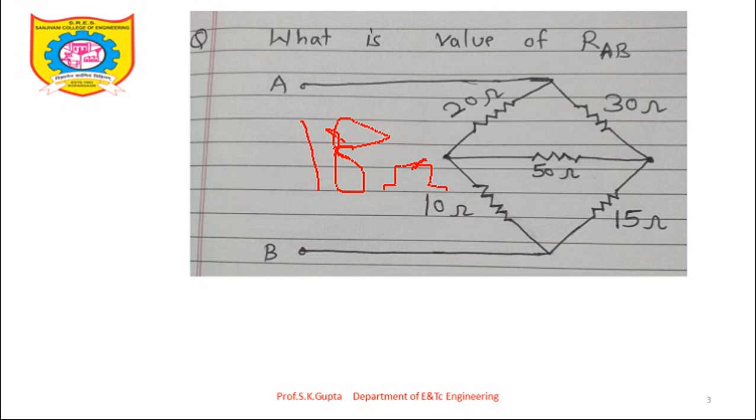Okay. Next numerical. So once again I will repeat this question. As you can see, this is the bridge. This opposite branch resistance product is the same as the other opposite branch resistance product. So it is a balanced bridge. So in that case, you can treat this as either short circuit or open circuit. I have considered open circuit.